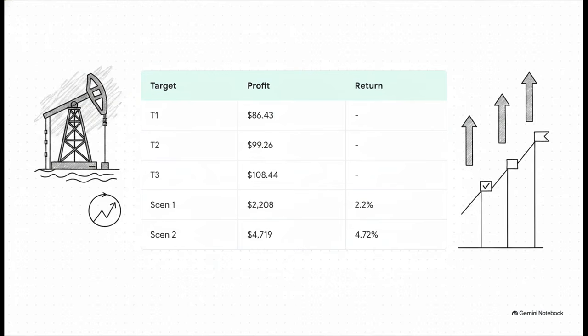Looking at the math, Scenario 1, assuming an entry at M and an exit at T3, projects a profit of $2,208, which is a 2.2% return. Scenario 2, assuming entries at both M and PC and exits at T2 and T3, projects a total profit of $4,719, or a 4.72% return. It's important to document that the secondary entry coordinate, PC, may or may not actually be reached by price. Both scenarios are simply mathematically modeled possibilities based on the grid.